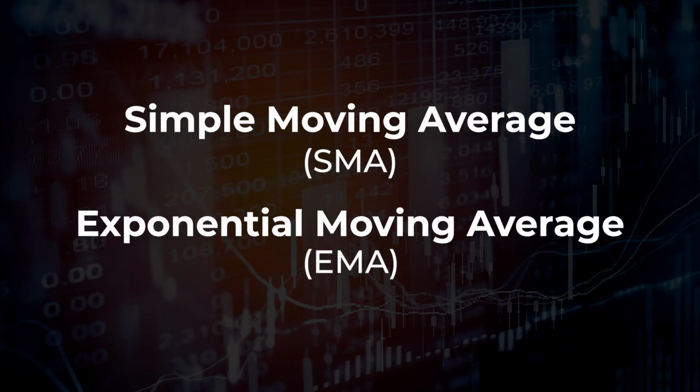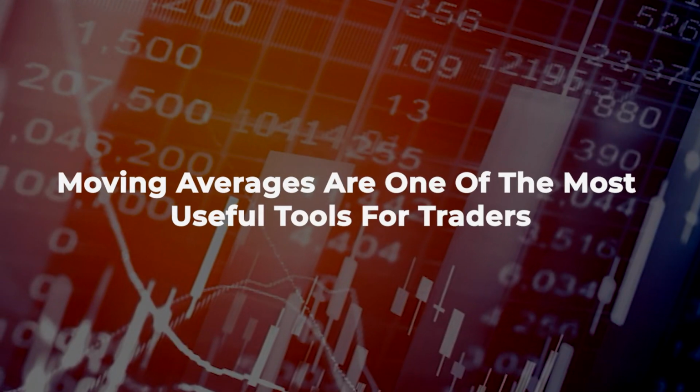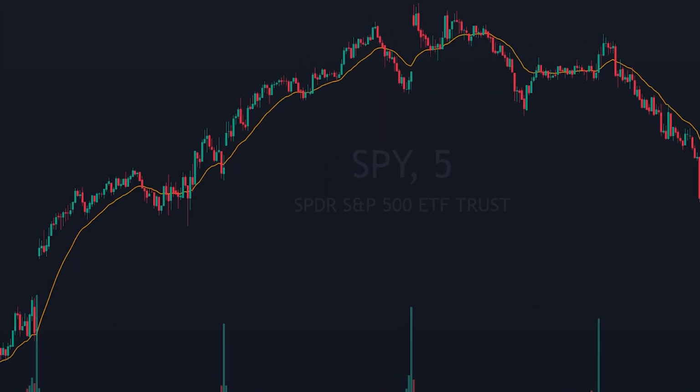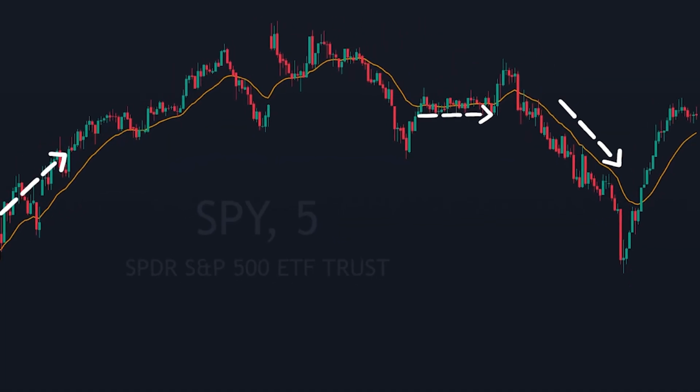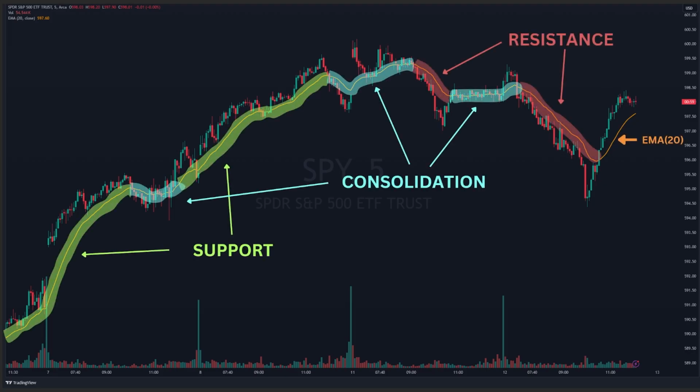These two are most widely used by traders, and I'll show you exactly how to apply them in your trading strategy. Moving averages are one of the most useful tools for traders because they make the market easier to understand. First, they show you the overall direction of the market, whether prices are going up, down, or staying flat. Another amazing feature of MAs is that they also act as dynamic support and resistance.